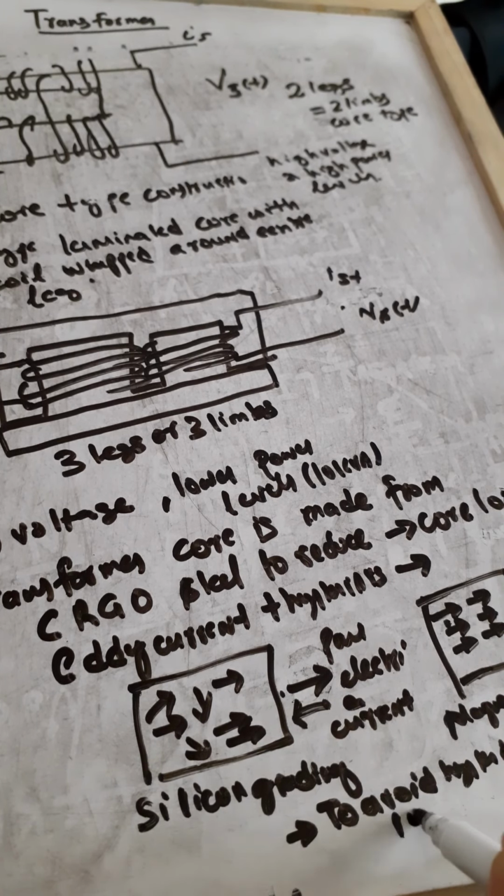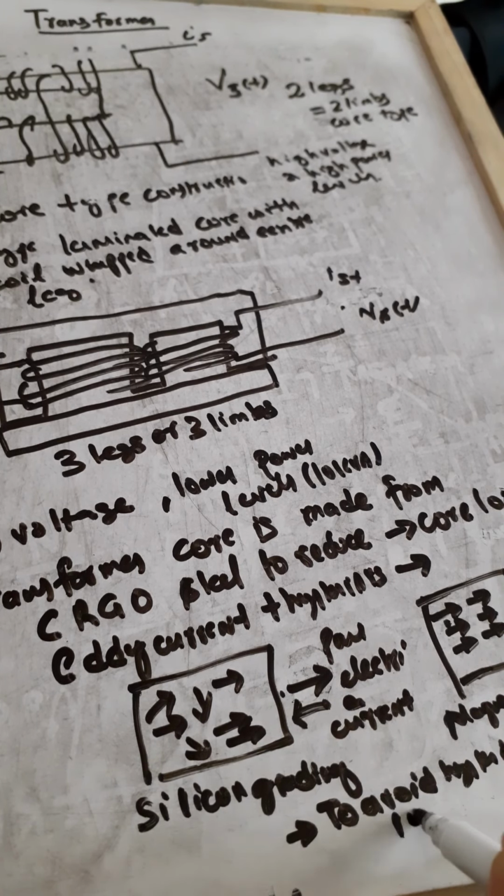Again I will say, in order to reduce eddy current losses, the laminations are insulated from one another by a thin layer of varnish, because you need the laminations not to short circuit each other. For reducing the core losses, nearly all transformers have their magnetic core made from CRGO, that is cold rolled grain oriented steel.